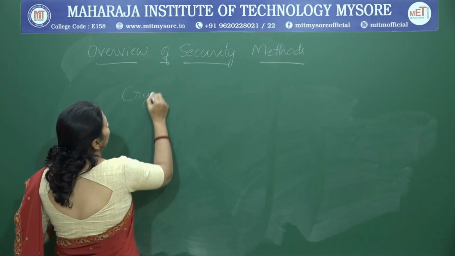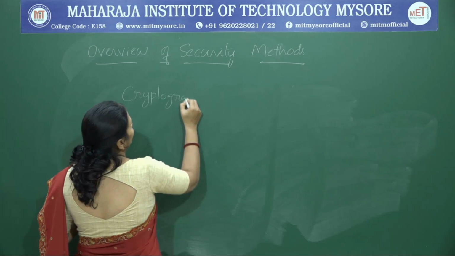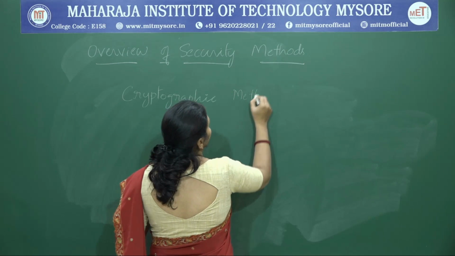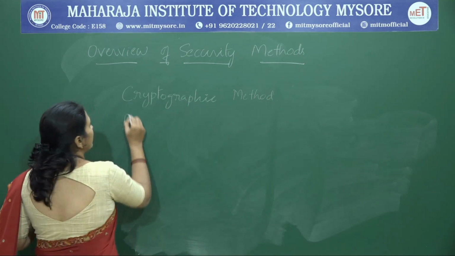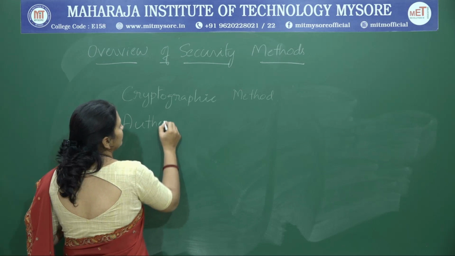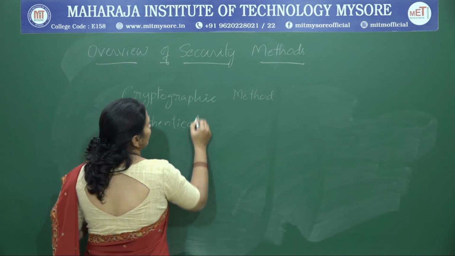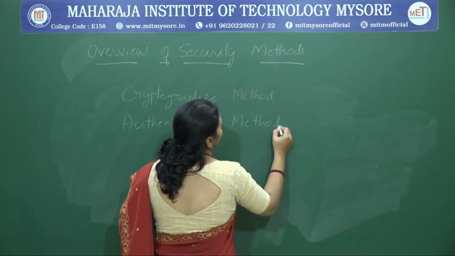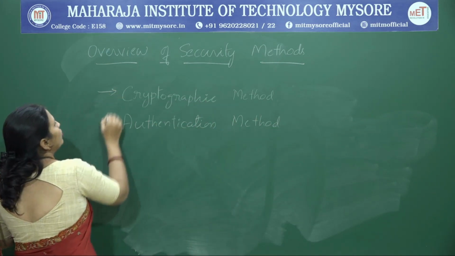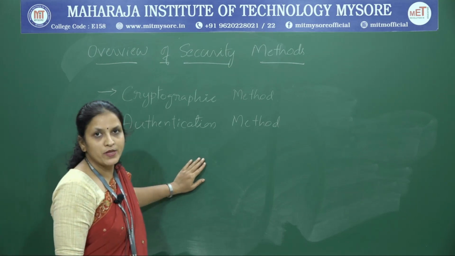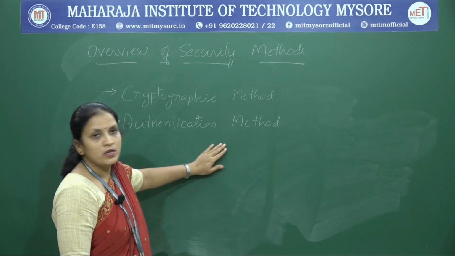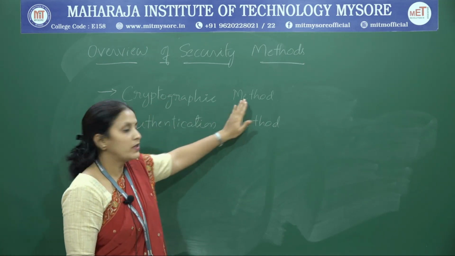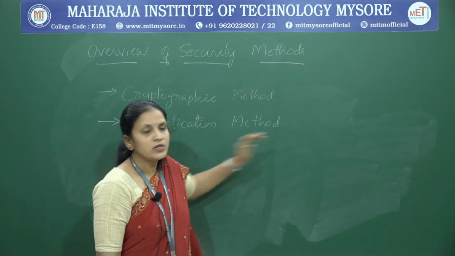So, the security methods can be classified into 2 categories here. One is cryptographic method and another is authentication methods. So, we have two categories of security methods that are applicable with respect to computer networks. The first category is the cryptographic method and the second one is the authentication method.